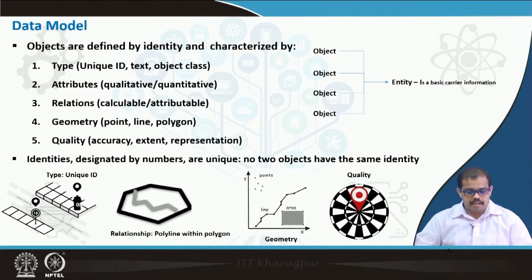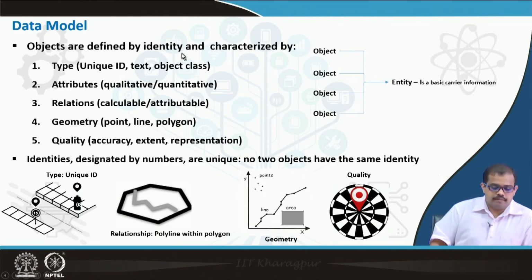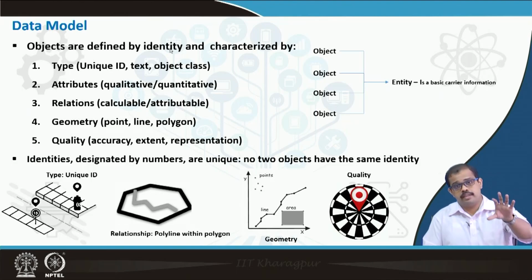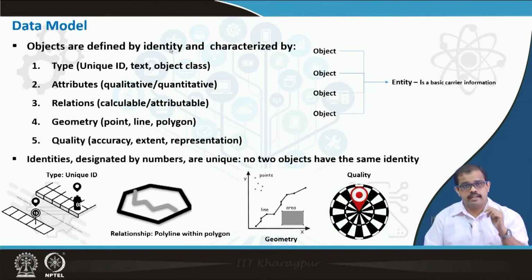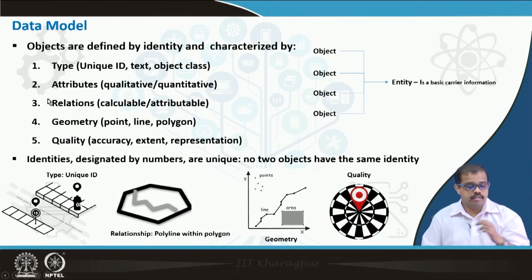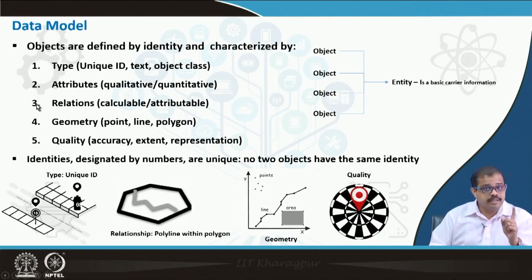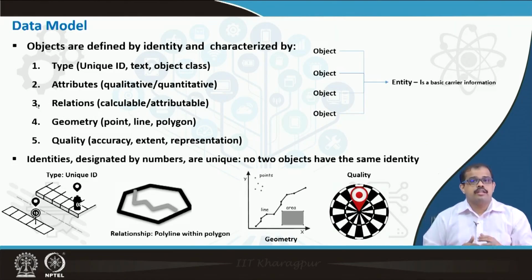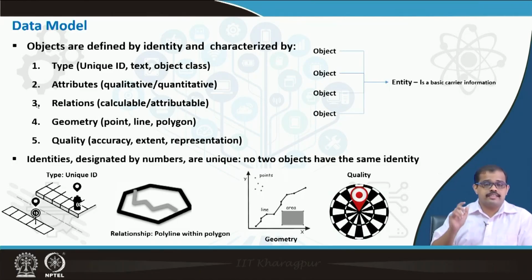When we are looking at the entire data model, you have objects that are defined by identity. You have various objects in that data model represented in the form of identity and characterized by, you may have, type, for example, I gave you an example of a road. Then you have attributes that may be qualitative or quantitative, and relationships. Then you have a geometry connected to it, point, line or polygon, and you have quality, that is the accuracy, extent and representation. So how do you understand what things are there in this data? You should remember that I have already spoken about metadata. Having metadata is extremely important in order to understand all of these aspects when you are looking at the entire data model.